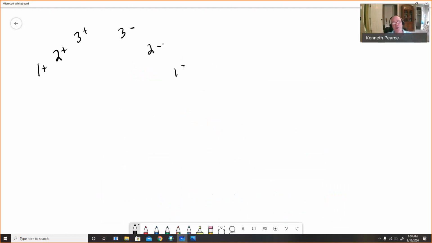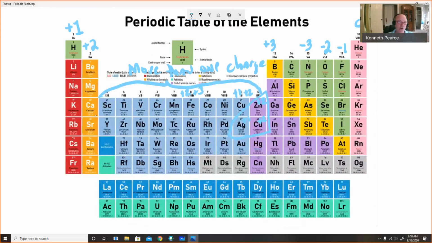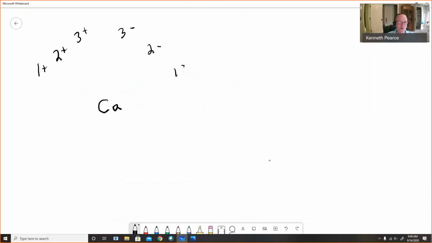We're climbing up, we're climbing down. And you just need to know that they correspond in order with the groups as you go across the periodic table. So I can tell you, just by looking at the periodic table, what the charge is on that element. If I was to say, what's the charge on calcium, what would we say? Well, we would look at the periodic table. We find calcium over here, and we see it's in the +2 column. So we go back to our calcium and we say, that's 2 plus.